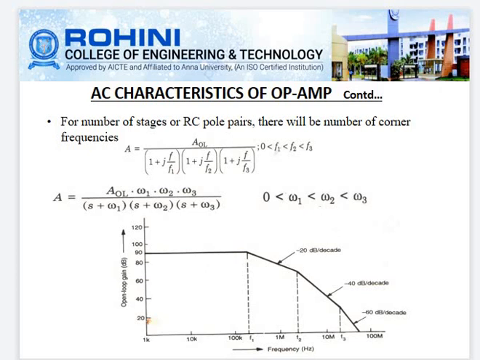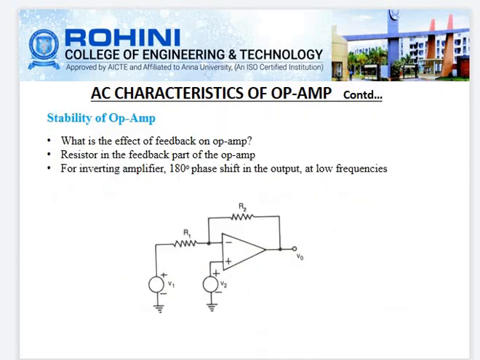The magnitude response is given in this graph. Initially, up to the corner frequency f1, the gain of the operational amplifier remains at 90 dB. Then after frequency f1 to f2, the gain rolls off at a rate of minus 20 dB per decade. After f2 to f3, the gain rolls off at minus 40 dB per decade. After the frequency f3, the gain rolls off at minus 60 dB per decade.